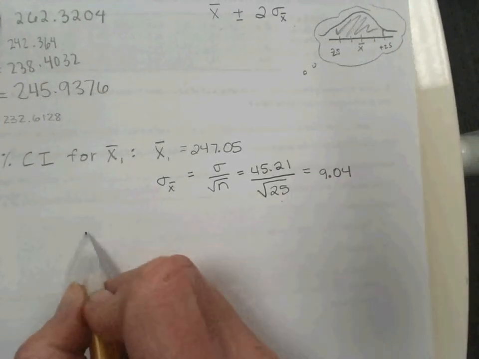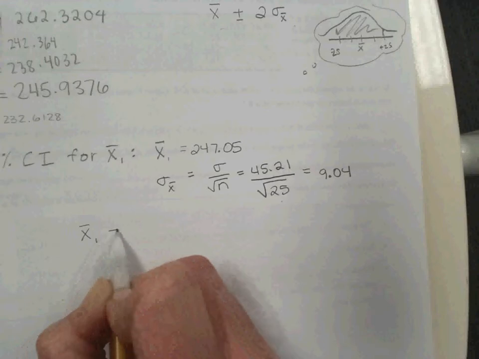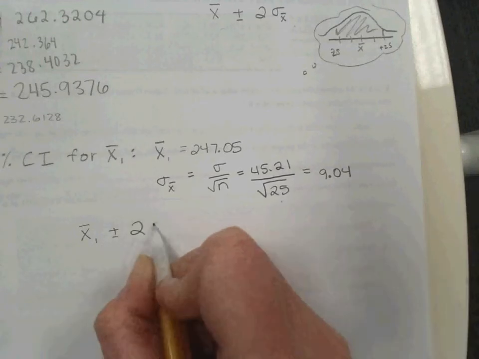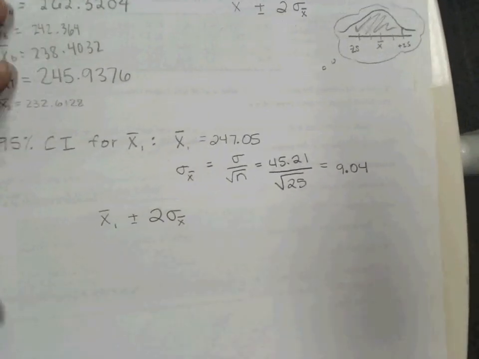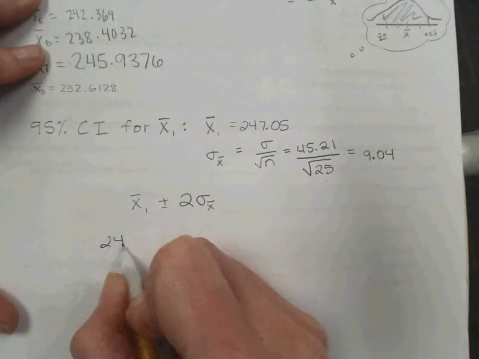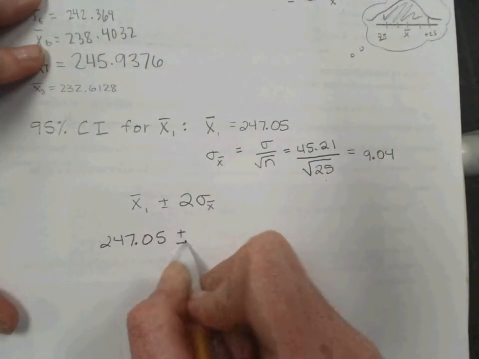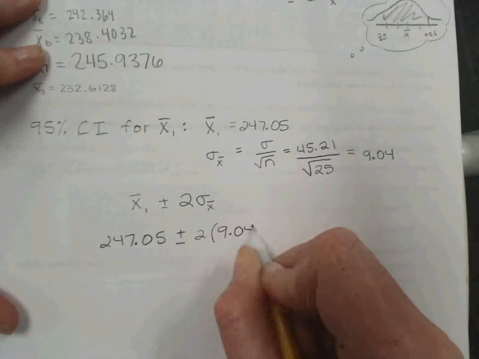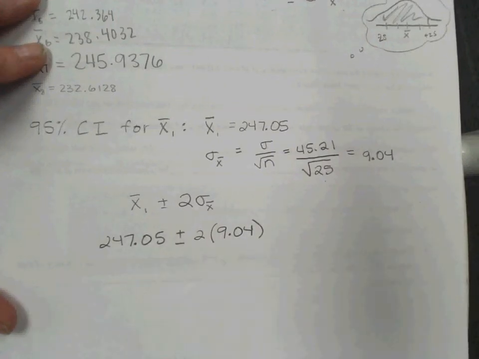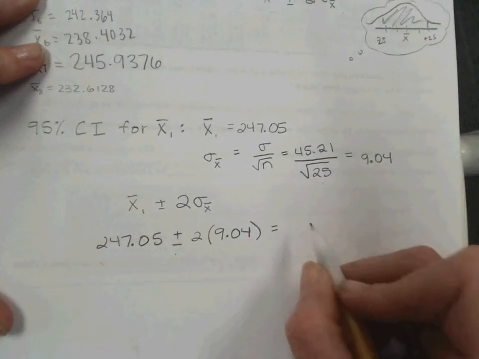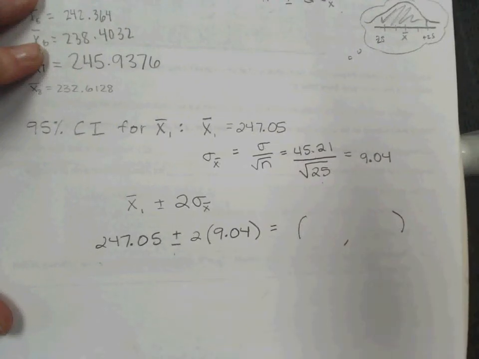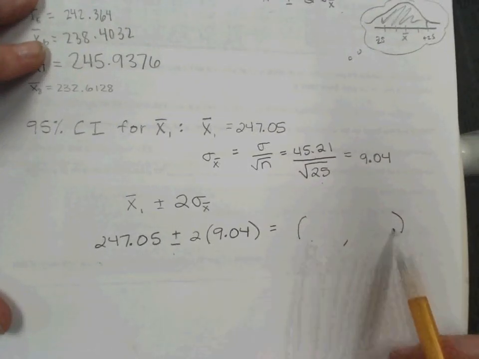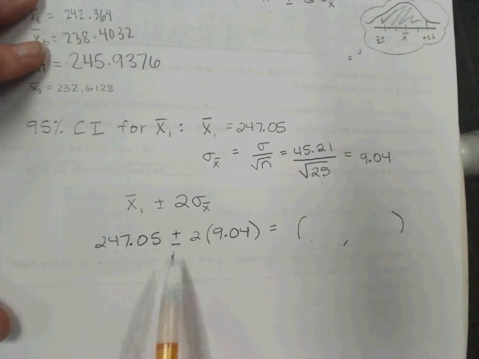So I'm going to take my x bar sub 1 plus or minus 2 of these sigma sub x bars. In other words, 247.05 plus or minus 2 times 9.04. So that means I'm going to subtract 2 standard deviations and add 2 standard deviations to and from the sample mean. You'll get 2 numbers, and you'll write them in parentheses with a comma in between. The lower number goes on the left, the higher number on the right. So I like to start by subtracting.